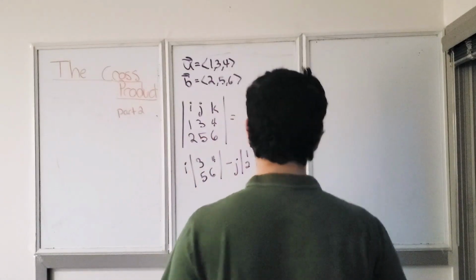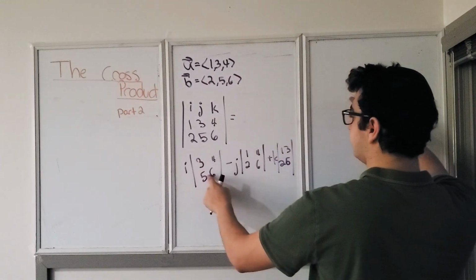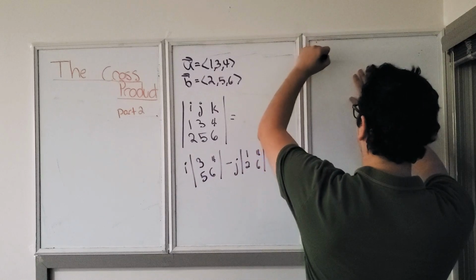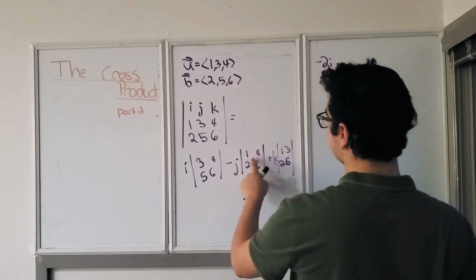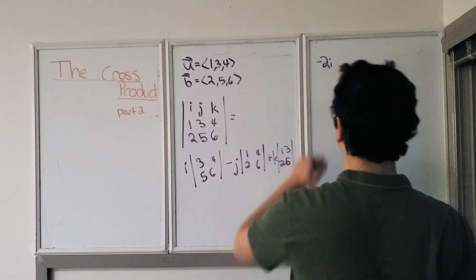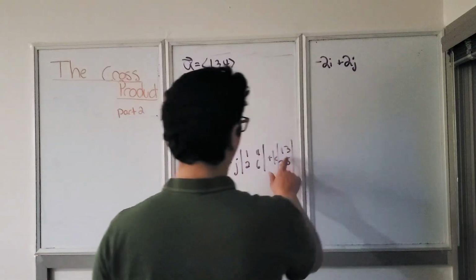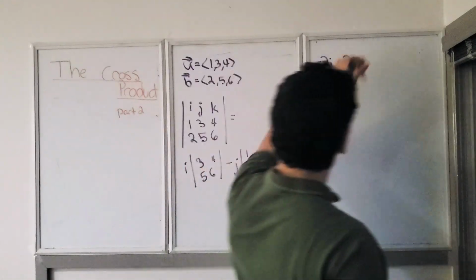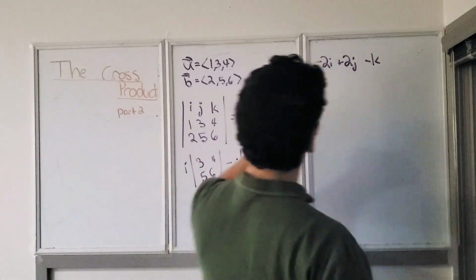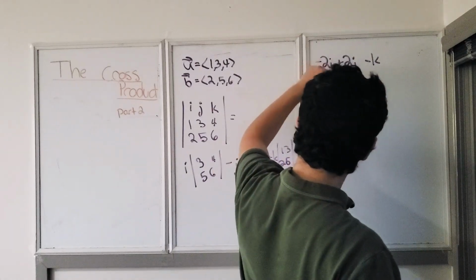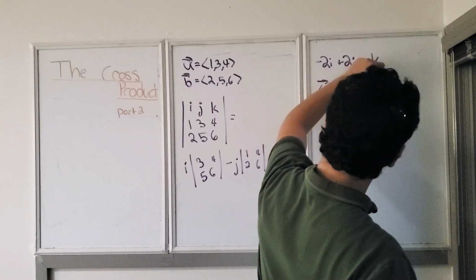And I can go and do this out. I'll get 18 minus 20, negative 2i. And then this is 6 minus 8, minus negative 2, so plus 2j. And then I have 5 minus 6, minus k. So the components of my C vector would be minus 2, 2, and negative 1.